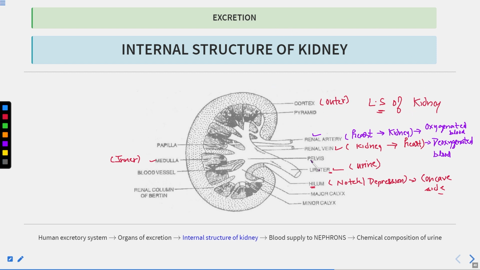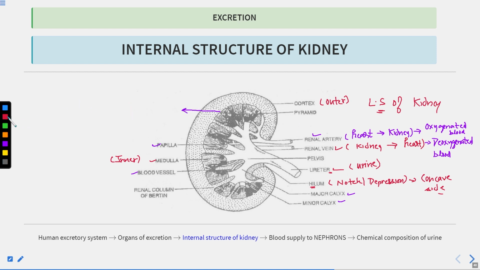Then you can see here the calyx. There are two kinds of calyx, major calyx and minor calyx. And then you can see a lot of blood vessels here, and the papilla here. The papillae are the tips of the renal medulla. These are the triangle shaped structures which are present in the medulla region.